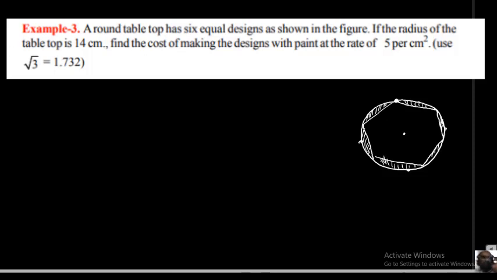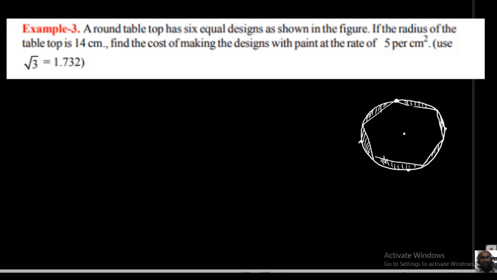Okay, so our next problem. A round table top has 6 equal designs as shown in the figure. If the radius of the tabletop is 14 centimeters, find the cost of making the design with paint at the rate of 5 rupees per square centimeter. Use root 3 as 1.732. Interesting problem. First of all, we want to find the area of the shaded region. After finding it, that area should be multiplied with 5, because 1 square centimeter costs 5 rupees. We need to find how many square centimeters that area is.